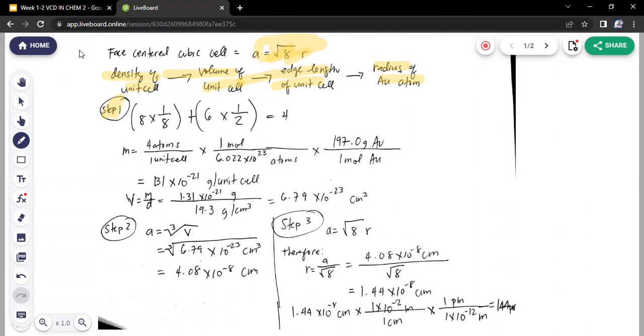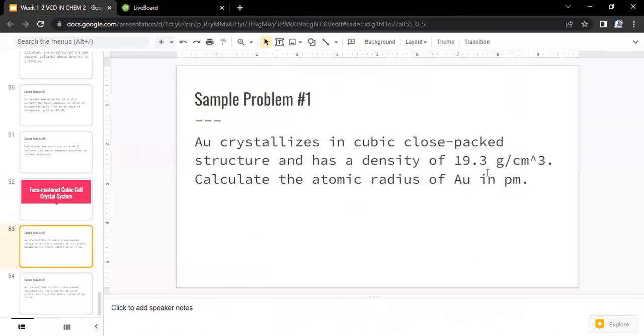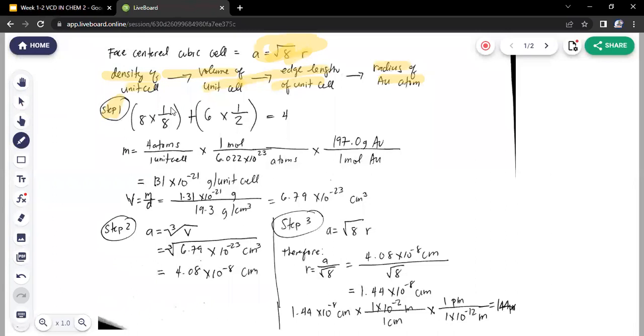Now, the first thing that we need to do is, we know the density, which was given as 19.3 grams per cubic meter. In order for us to determine the volume, we find the mass of the unit cell. Remember that each unit cell has 8 corners and 6 faces, and the total number of atoms within such a cell is 8 times 1/8 for the corners, plus 6 times 1/2 for the faces, and that will be 4.